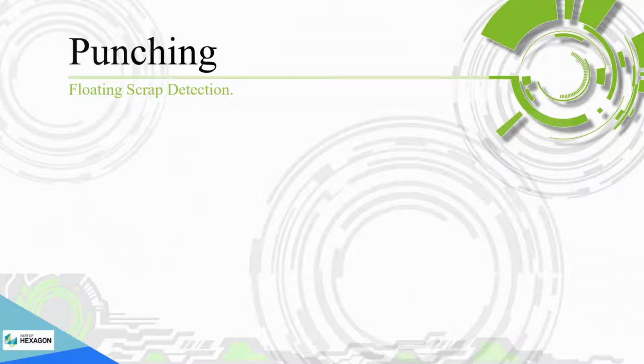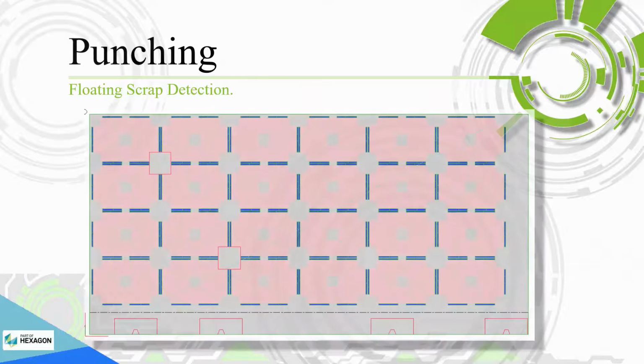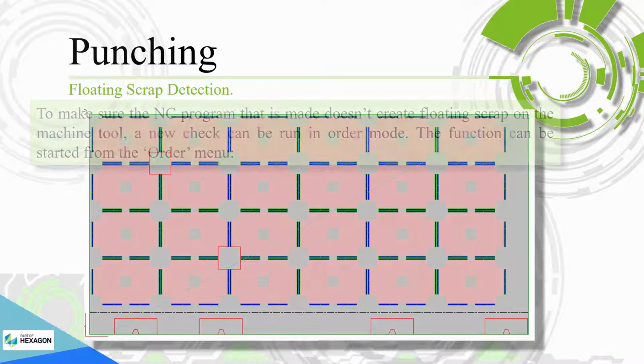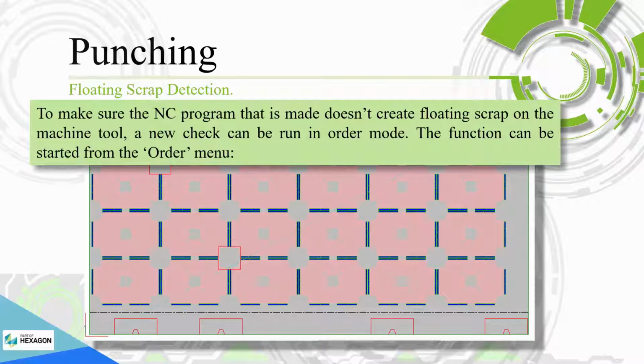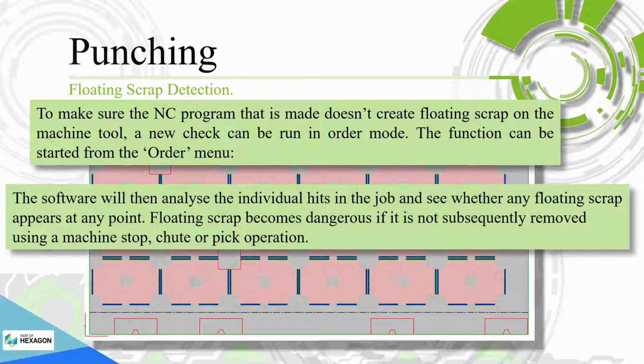Punching. Floating scrap detection. A great new feature has been added to punching in order to detect floating scrap. To make sure the NC program that is made doesn't create floating scrap on the machine tool, a new check can be run in order mode.